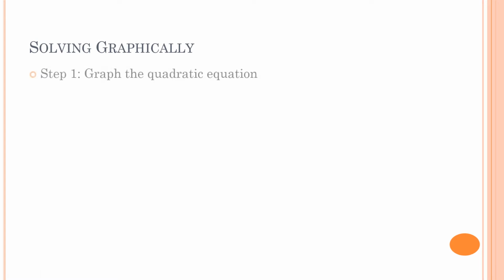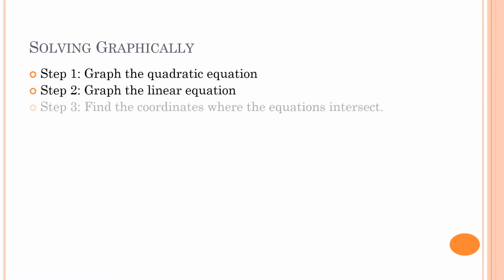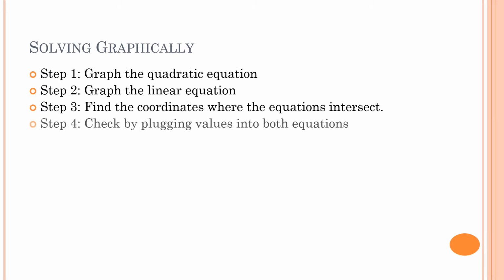To solve graphically, the first thing you want to do is graph the quadratic equation. Typically, that's the harder one to graph. Then you can graph the linear equation. Find the spots where the equations intersect, and you should always check by plugging the values back into both equations.